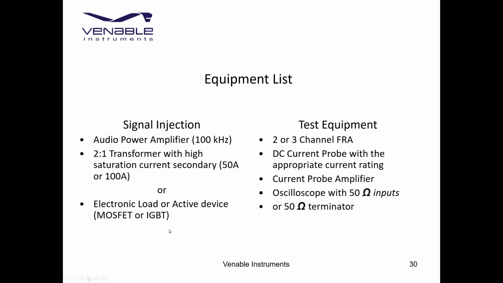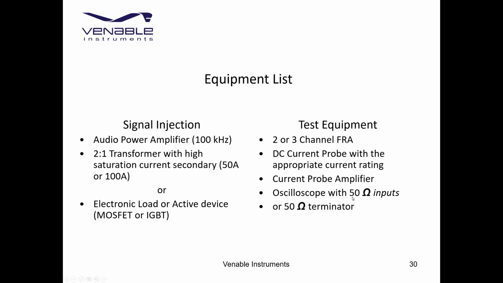Or you need an active device, an electronic load, for current injection. You need a 2 or 3 channel FRA. 3 channels is a luxury, but it saves a lot of measurement time if you can measure both the source and the load at the same time. I've only ever really used a DC current probe with the appropriate current rating, usually the Tektronix AM503 and the newer type current probe amplifiers. Most of these current probes have to be terminated into a 50 ohm load.